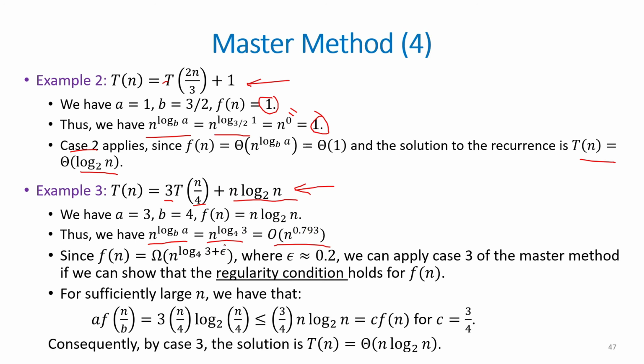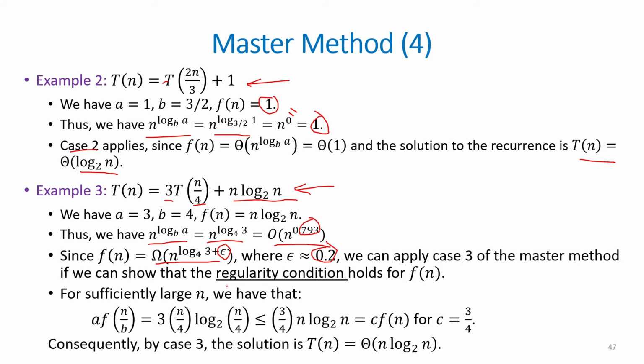Next, we should find some epsilon value such that f of n would be bounded from below by this. So if we take epsilon to be something approximately close to 0.2, adding 0.2 to this would give us 1. So we would have n to the power log base 4 of 3 plus epsilon, which would be n to the power 1, which is equal to n. And we know that f of n belongs to the set omega of n. So we have proved one part of case 3.